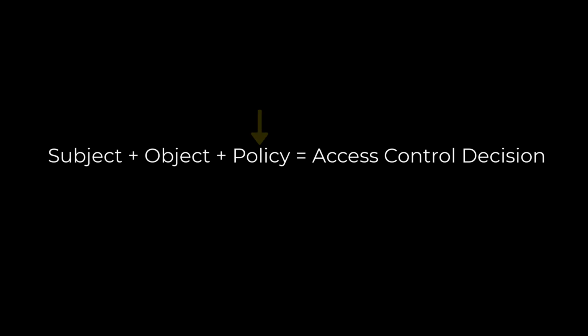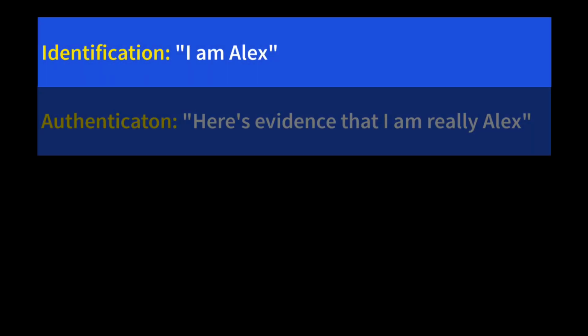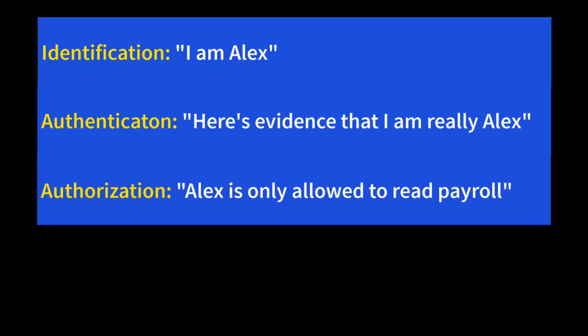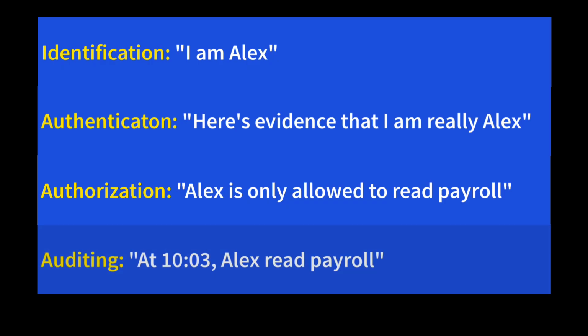The 4 elements we'll use are easy to remember. Identification is the claim. I am Alex. Authentication is the proof. Here's evidence. I'm really Alex. Authorization is the decision. Alex is allowed to read payroll, but not change it. And auditing is the record. At 10:03, Alex read payroll from a managed laptop, and the system allowed it.